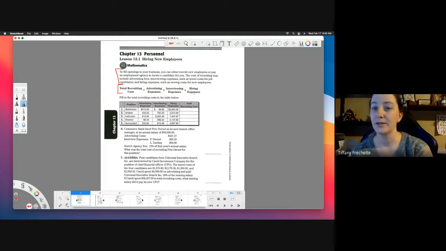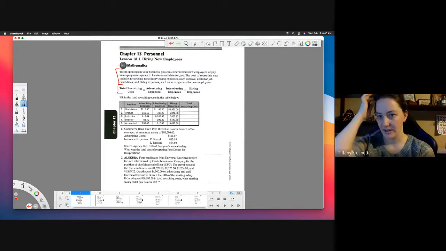So interviewing expenses is not just about interviewing one person, because to get the person who finally did receive the job or get offered the job, you may have had to interview other people. So you have to put all the interviewing expenses together.